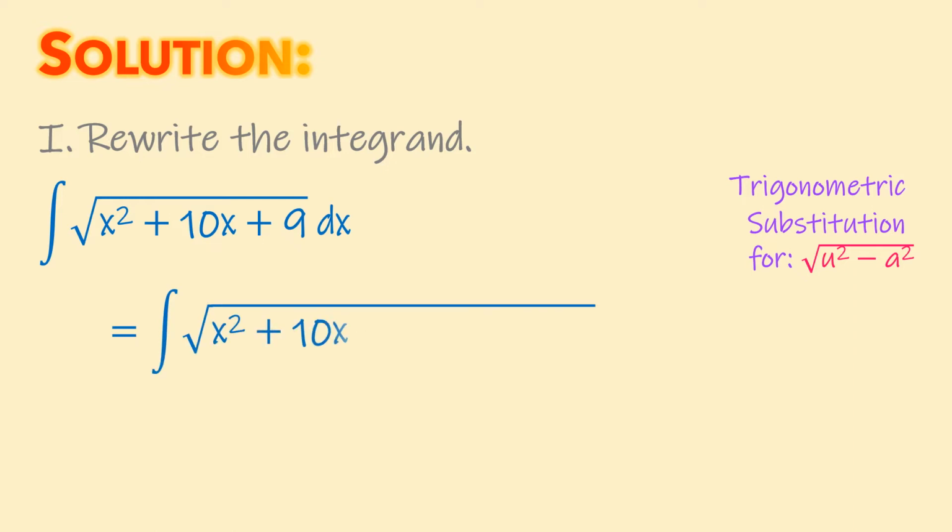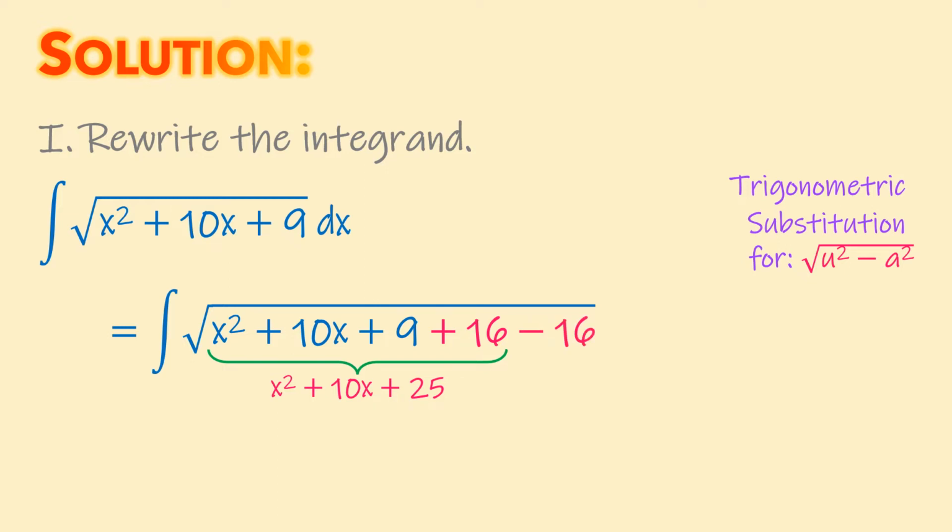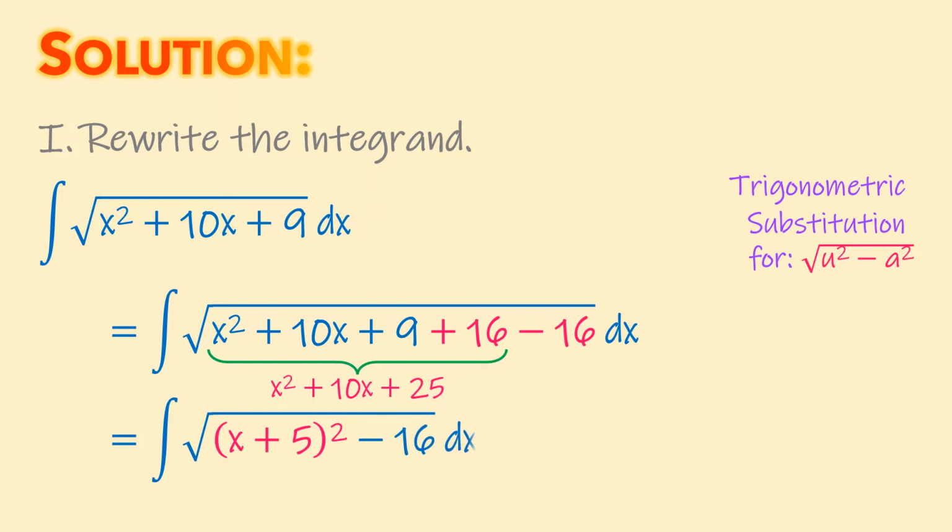Complete the square of the quadratic polynomial. Add 16 so that the quadratic polynomial ahead becomes a perfect square. Subtract 16 so that the value of the radicand does not change. Express the quadratic polynomial as a square of a binomial. Note that 16 is equal to the square of 4.